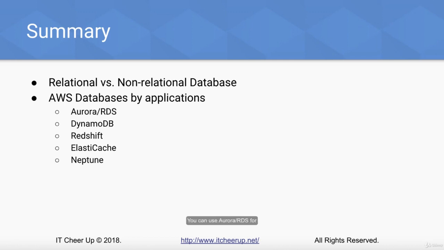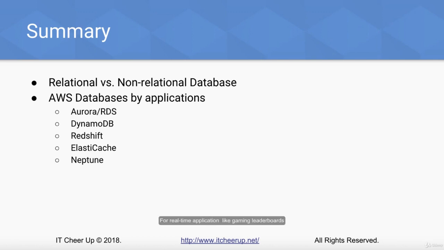You can use Aurora or RDS for transactional applications like ERP, CRM, and e-commerce to log transactions and store structured data. You can use DynamoDB for internet-scale applications to serve content and store structured and unstructured data. You can use the Redshift data warehouse solution for online analytical processing, for operational reporting and querying on big-scale data.